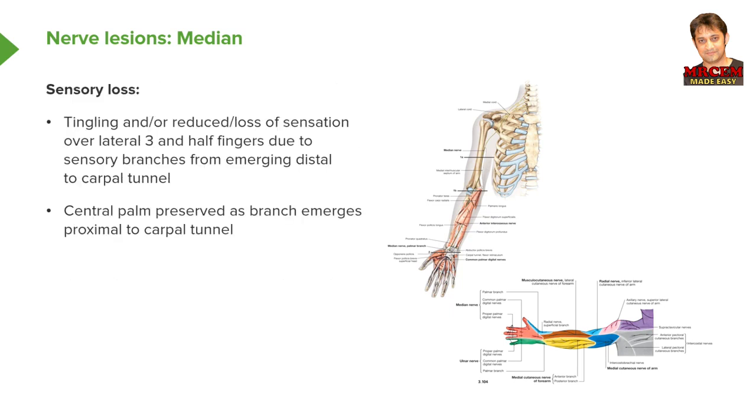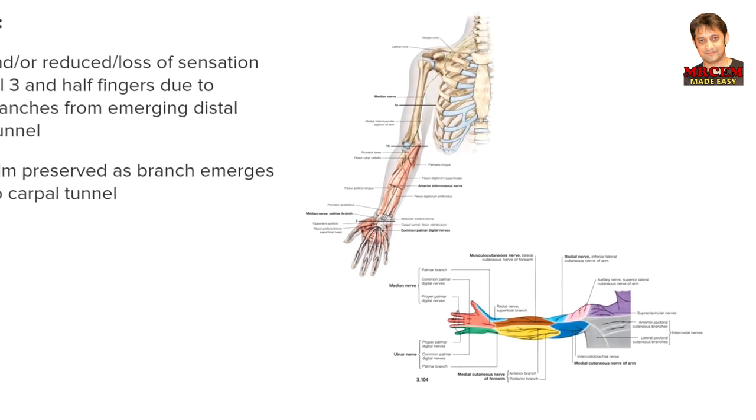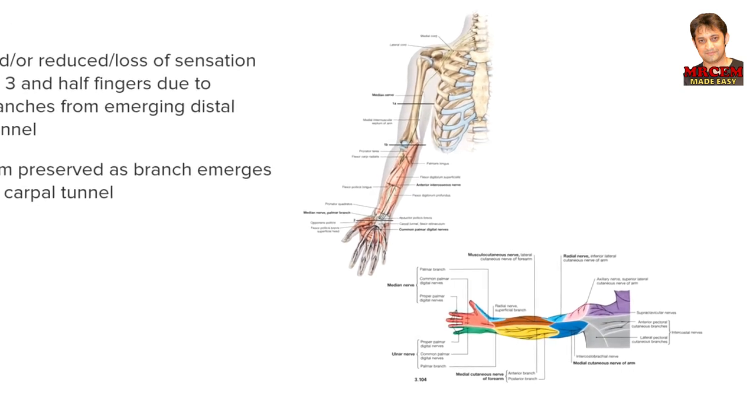Sensory loss, well, you'll have tingling or reduced sensation over the lateral 3.5 fingers. We can see that here. Sensory loss over fingers 1, 2, 3, and the lateral surface of finger 4 due to sensory branches from the median nerve emerging distal to the carpal tunnel. So these sensory branches coming from the median nerve that supply these fingers are coming once it's past the carpal tunnel. So they will be damaged and you'll have that tingling, reduced sensation.